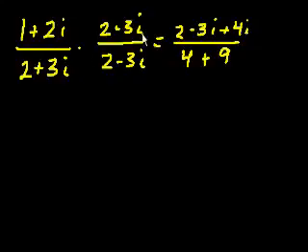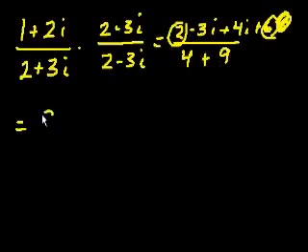And then you have 2i times minus 3i. So that's minus 6i squared. Well, what does i squared equal? That equals negative 1. So negative 1 times negative 6. Get rid of the i squared, and this becomes a positive. So then what are our real parts? Our real parts are 2 and 6. So 2 plus 6 is 8.